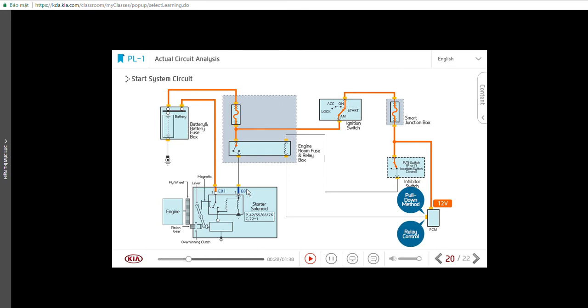At this time, the shift lever should be at P or N to supply power to the start relay. This is to prevent the vehicle from suddenly moving when the shift lever is at D or R. The circuit is designed in a way that the engine can be started only when the shift lever is at P or N.